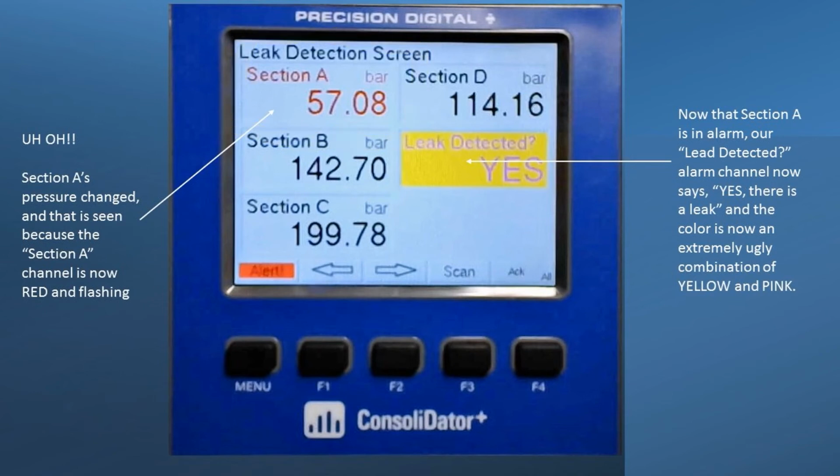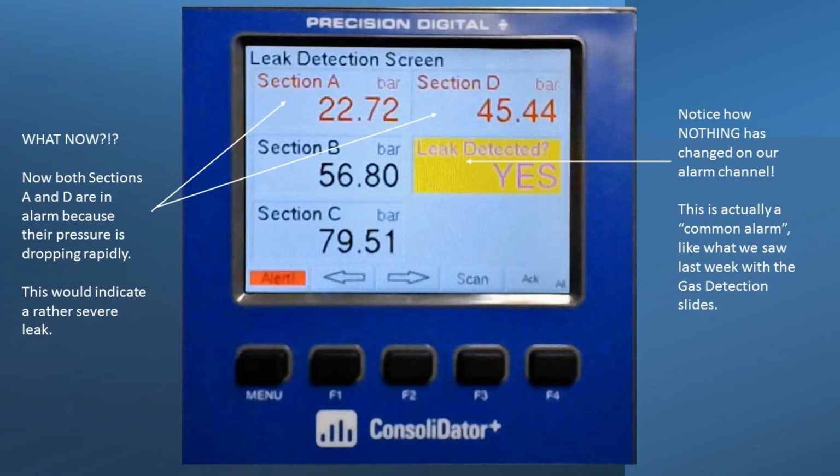But someone had asked the question last week, what happens if 2 channels go off at the same time when we have them tied to a common alarm? Well, the answer is simple. Nothing special happens. So the alarm just goes on, or off, however you want to say it, and it doesn't matter how many channels go into alarm. And so let's take a look at what this looks like on my demo screen.